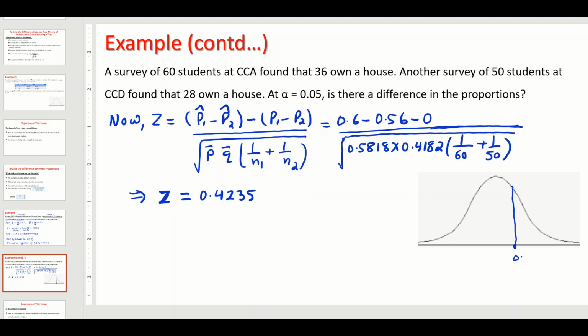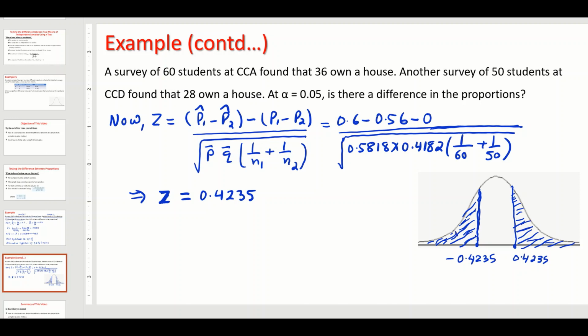This is 0.4235. Because it is a two-tail test, I need the negative value here. This one is negative 0.4235. So the sum of this area on the left tail and this one on the right tail is our p-value. Because of the symmetry, the areas on the tails will be equal.